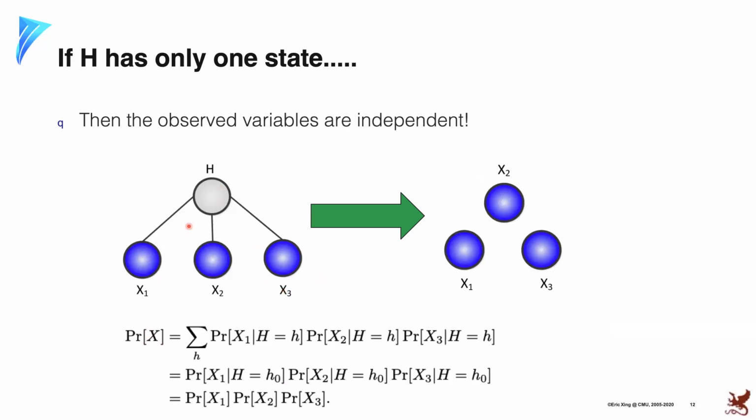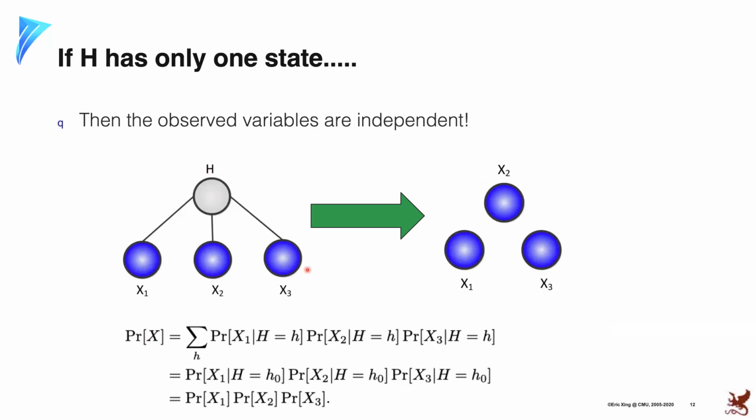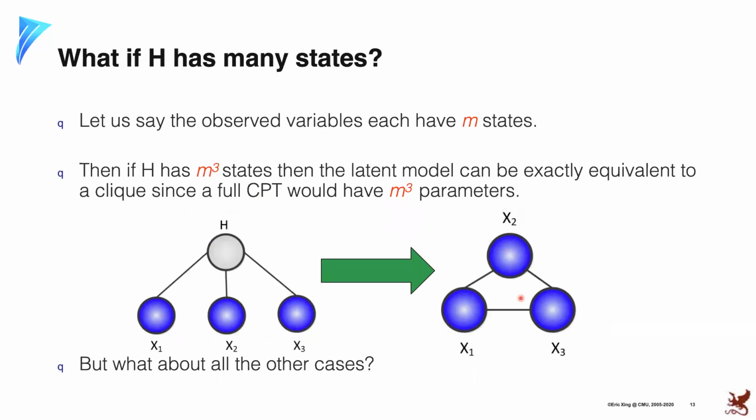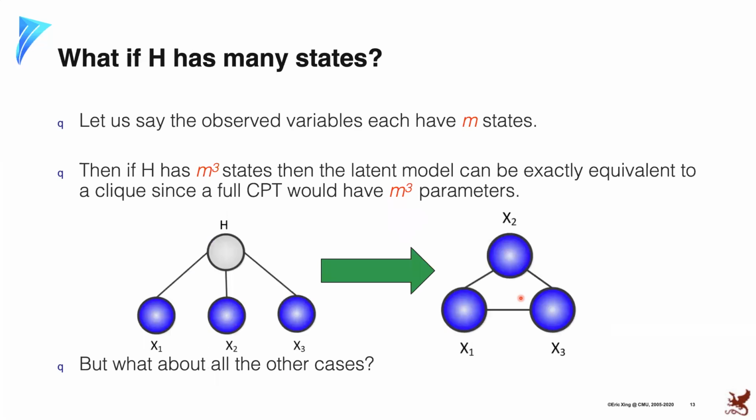But we'll start with the illustration here. Firstly, if this h only has one state, it illustrates that all these variables are independent. But there are two different things here, so I want to make sure. First of all, here we only have one latent variable, right? Yes. Do you further assume that latent variable can only take one single value? Yes, it only has one state. So that's the case when h only can take one value.